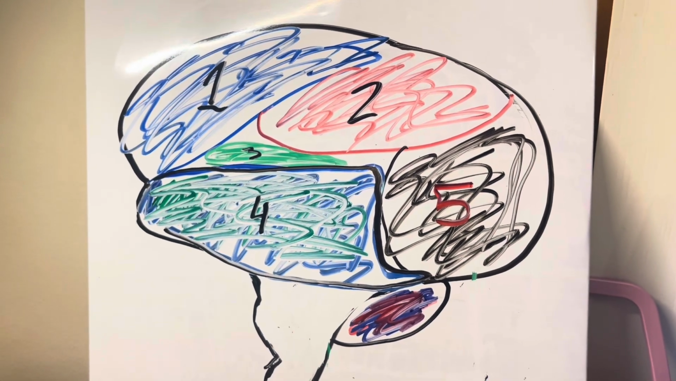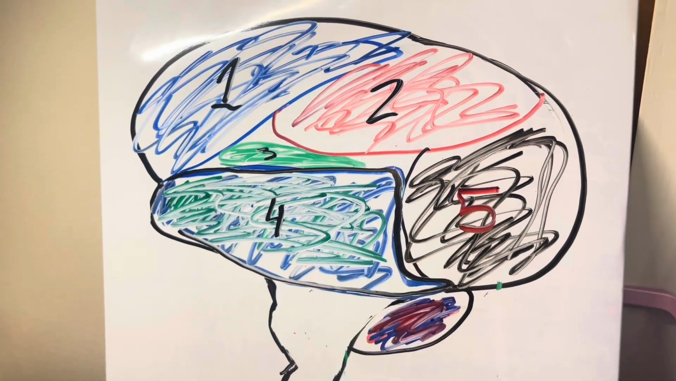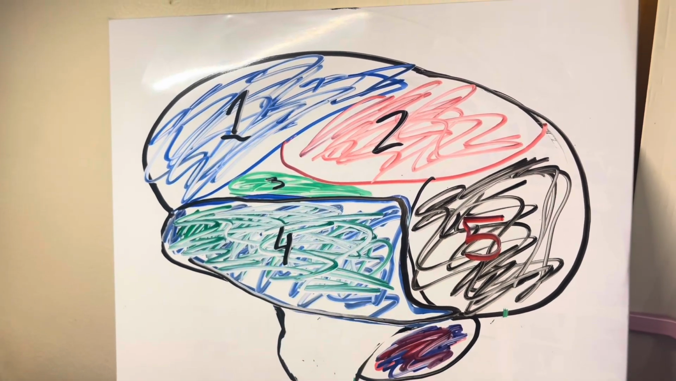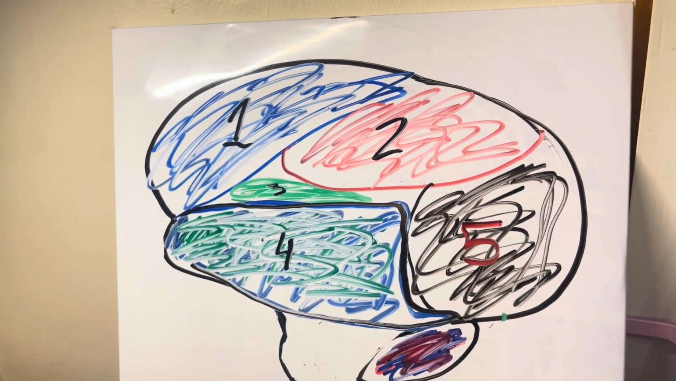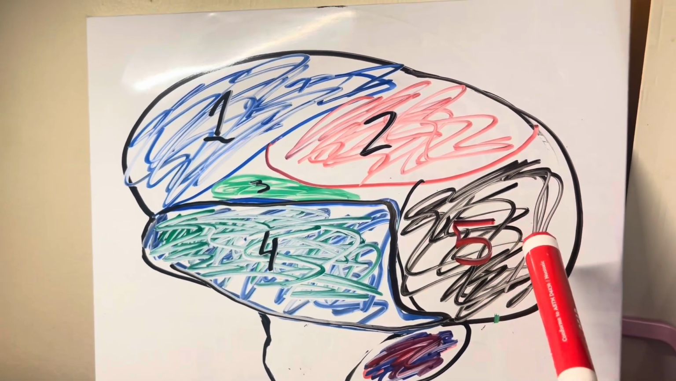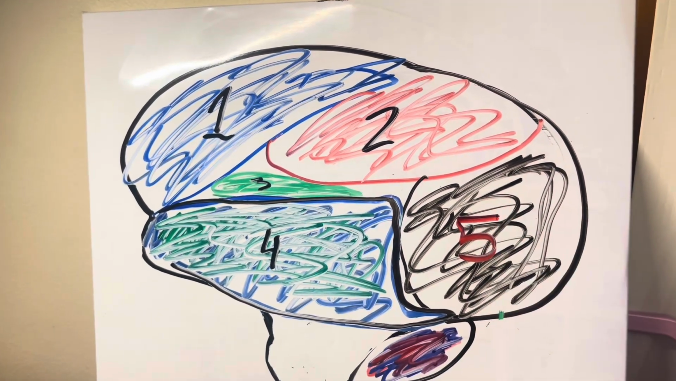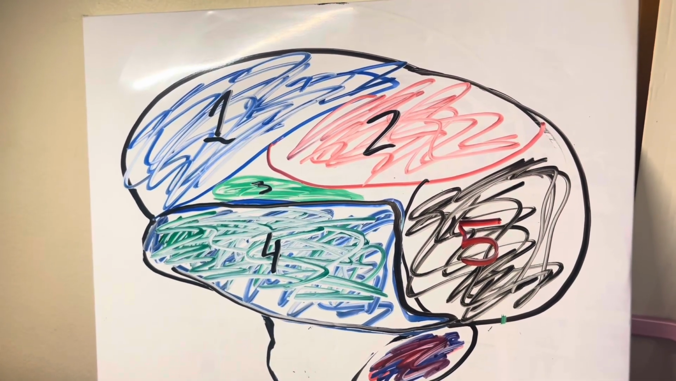The next portion we'll be talking about is the temporal lobe. The temporal lobe processes hearing and smells. And the last portion we'll be talking about is the occipital lobe, which is this portion right here. The occipital lobe is the principal visual center.